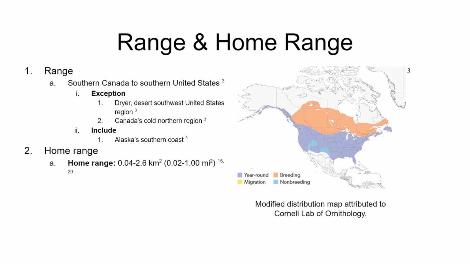What is the size of the crow's territory? The crow's territory or home range can be anywhere from 0.04 square kilometers in the suburbs to 2.6 square kilometers in the wild. In imperial measurements, that is 0.02 to 1.00 square miles.